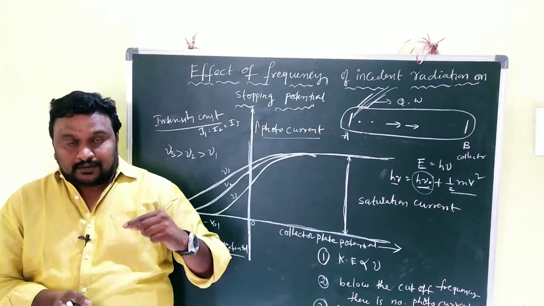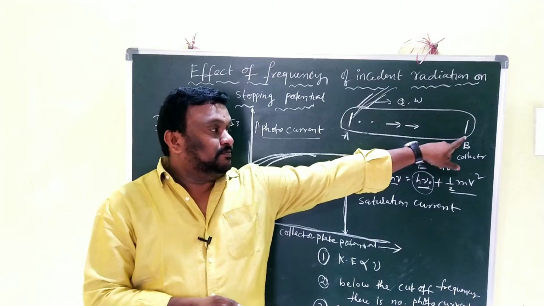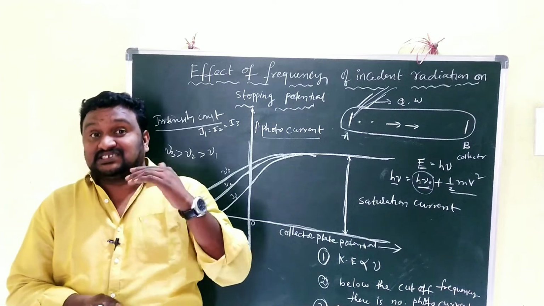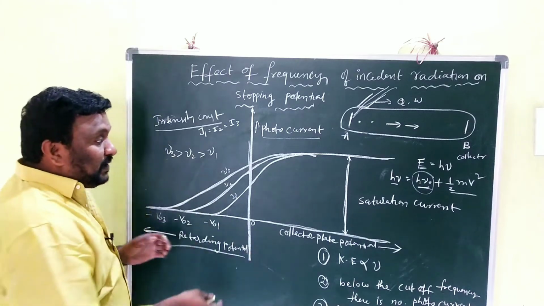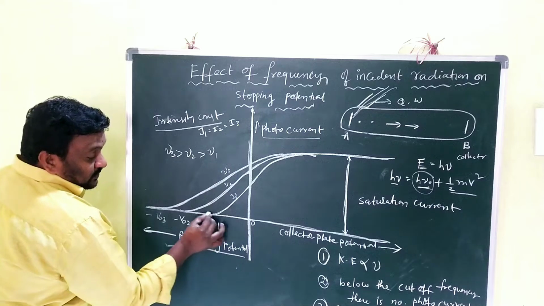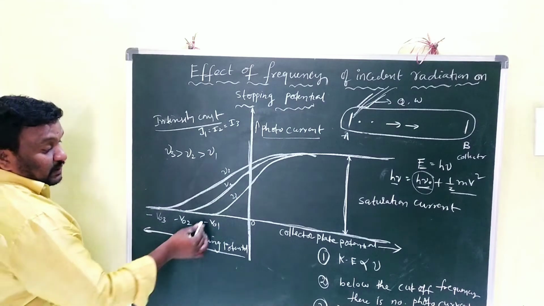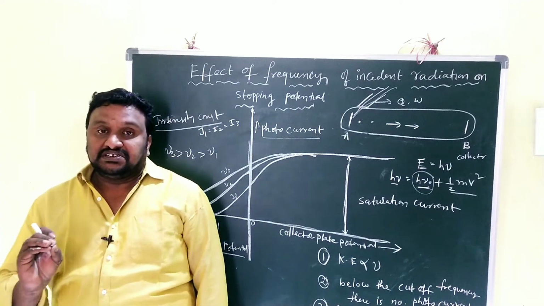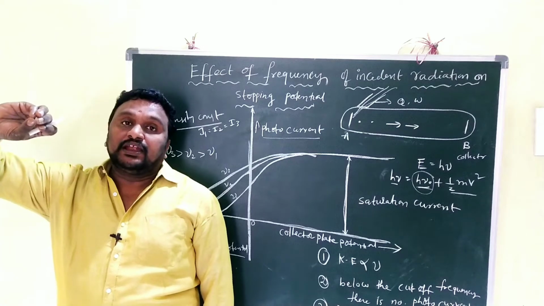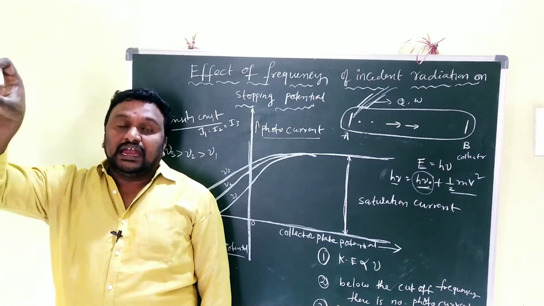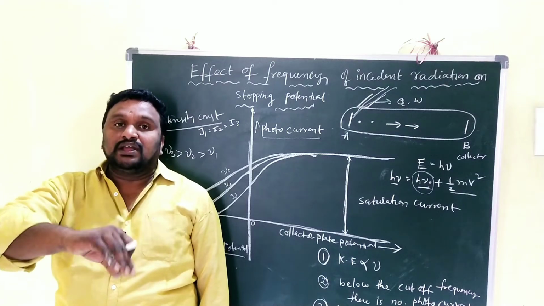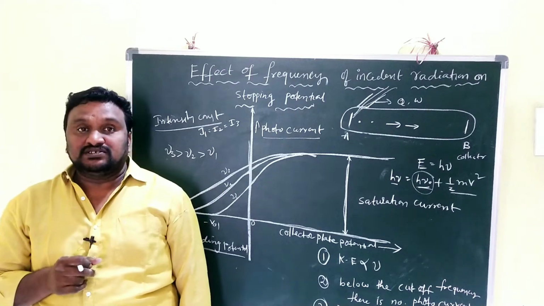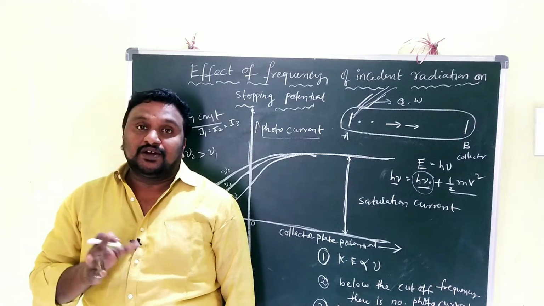Clear? When the potential value of the collector is decreased gradually, at one particular potential the photocurrent becomes 0. That potential is what we call the stopping potential, or it is also called the cutoff potential.